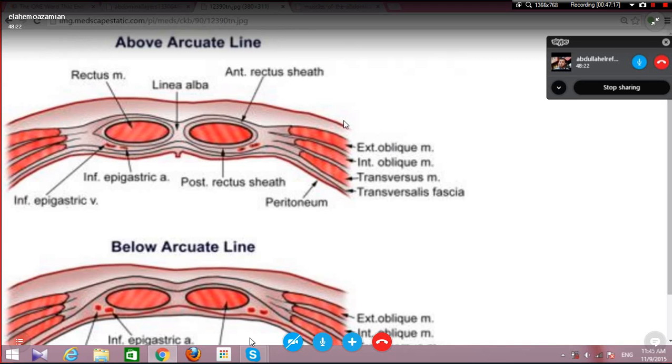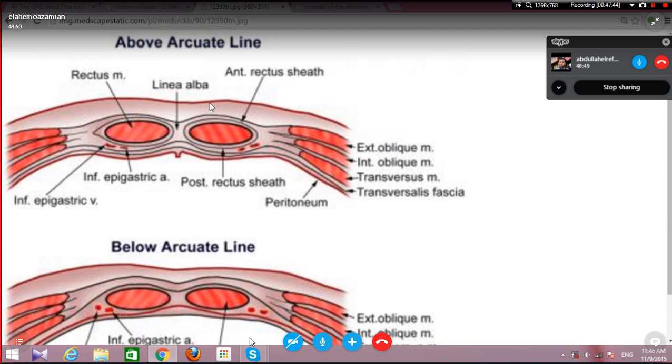Skin. Superficial fascia. Then we have the muscles covered by deep fascia. Very good. Then we have the endo-abdominal fascia. Very good. Then we have the peritoneum. Extraperitoneal fat, then parietal peritoneum. Very good. Now let's go to the anterior, above the arcuate line.